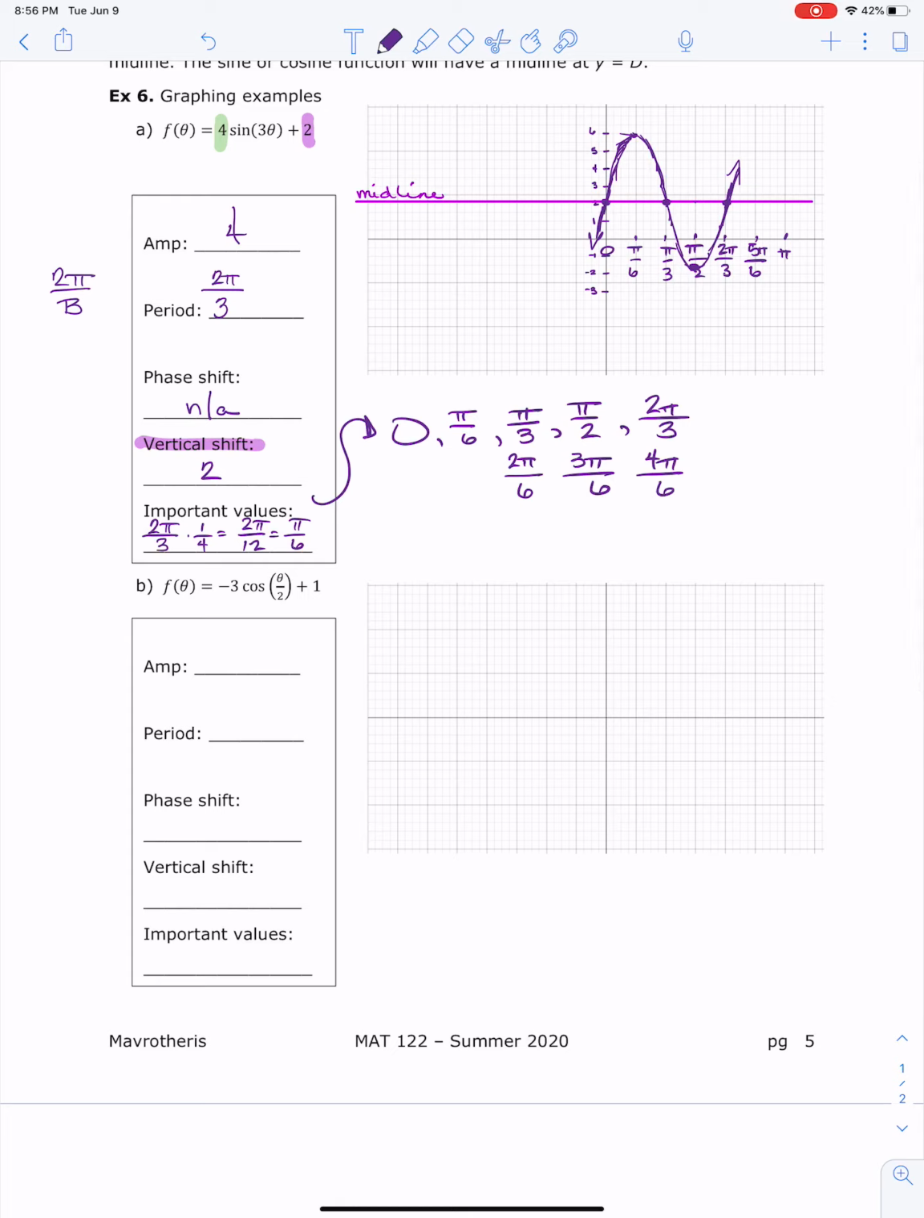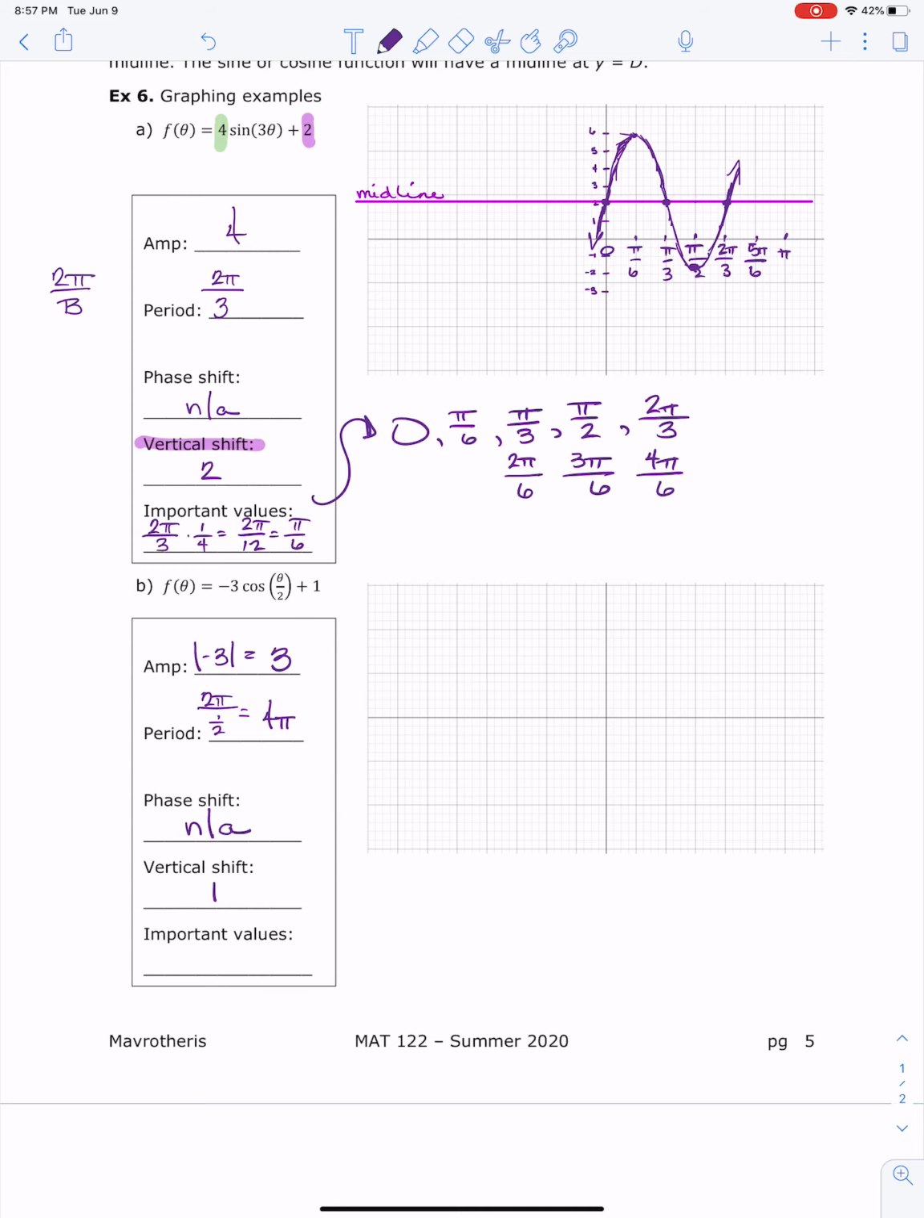6b, we've got f of theta equals -3 times the cosine of theta over 2 plus 1. So let's crank through these numbers again. First off, the amplitude, absolute value of -3. So 3 up and down from the midline. We have 1/2 theta, so b is our 1/2. Our period is 2 pi divided by 1/2. 2 pi times 2 gives us a period of 4 pi. Our phase shift, again, we're not adding or subtracting anything to that theta over 2, so we don't have a phase shift. Our vertical shift is 1.